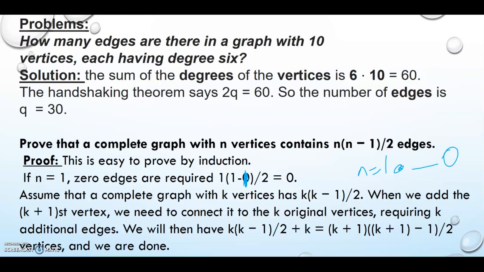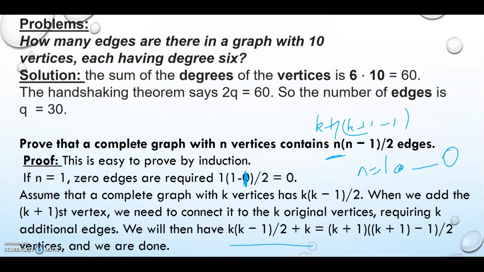But when I take the k plus first vertex, then we denote it as k into k minus 1 by 2 plus k, which should equal k plus 1 into k plus 1 minus 1 by 2. See, instead of n, I'm going to write k plus 1 here, and again k plus 1 minus 1 by 2. So that is k plus 1 into k plus 1 minus 1 by 2, which is equal to k plus 1 into k by 2. So we got it as k into k plus 1 by 2.